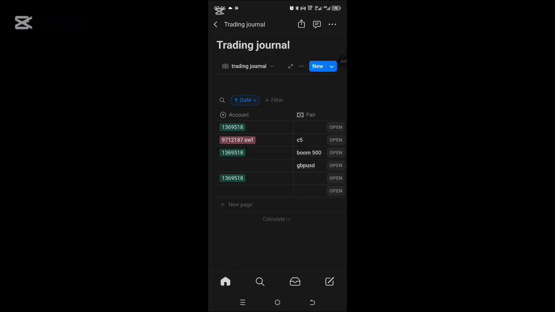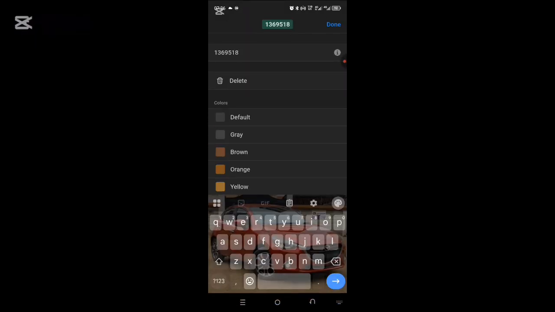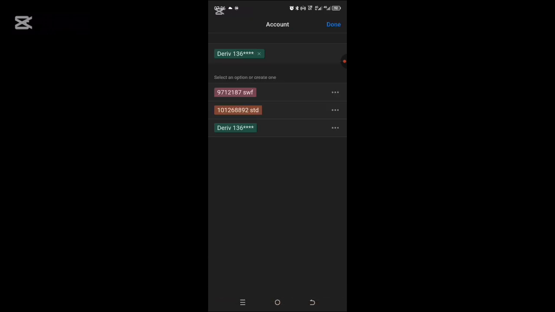Over here, I've already created my template, right? So we're going to be changing the account. We input the name of the account that we are trading. So let's say just Deriv and just 123 or 136, so that I know which account I'm recording, right?